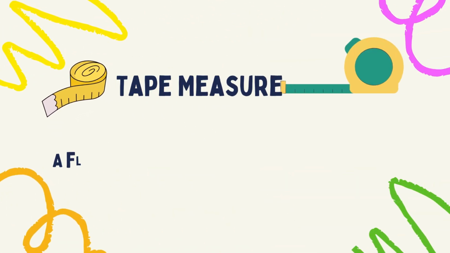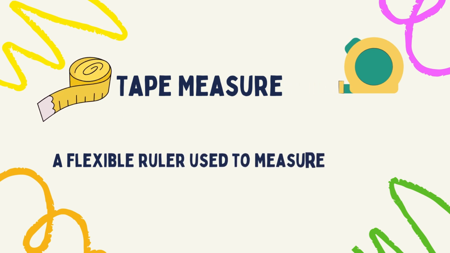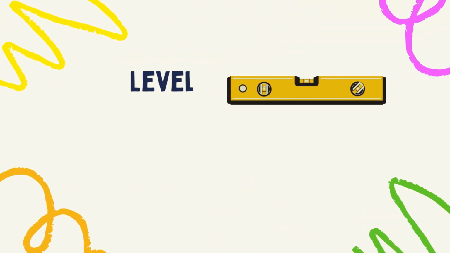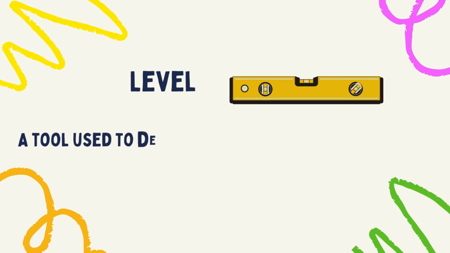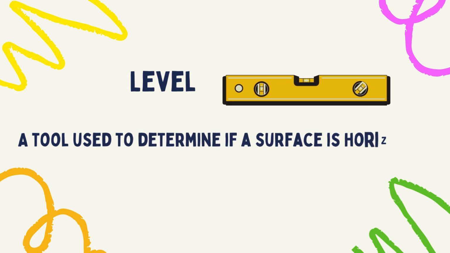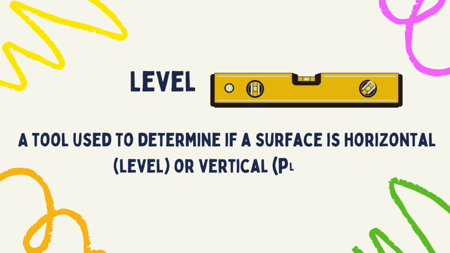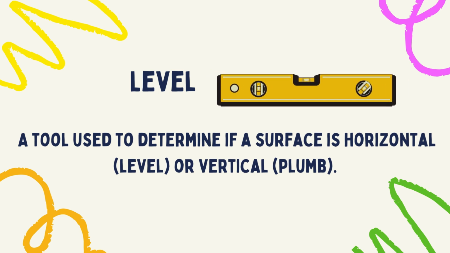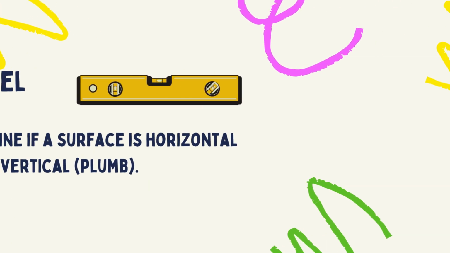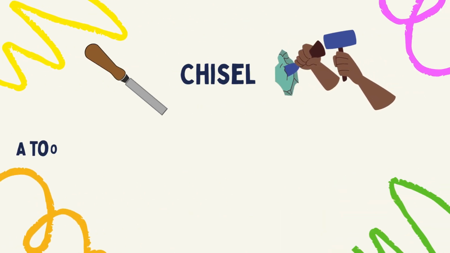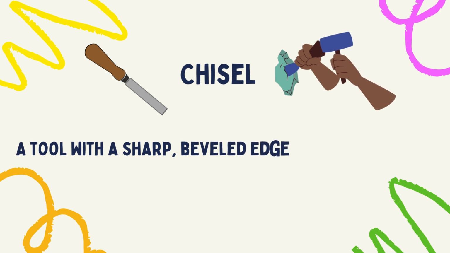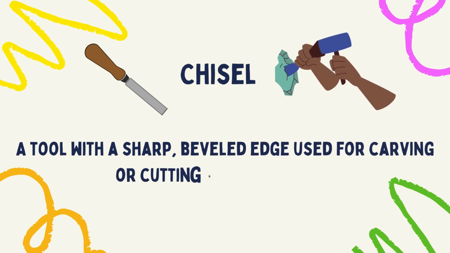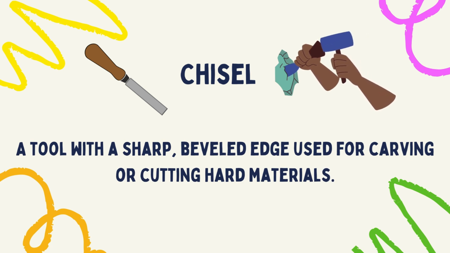Tape measure. A flexible ruler used to measure length. Level. A tool used to determine if a surface is horizontal, level, or vertical, plumb. Chisel. A tool with a sharp, beveled edge used for carving or cutting hard materials.